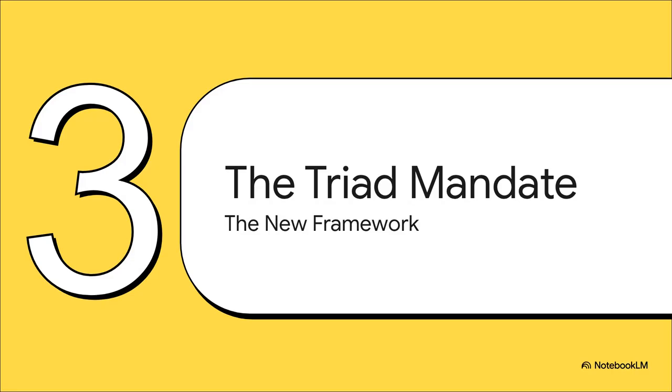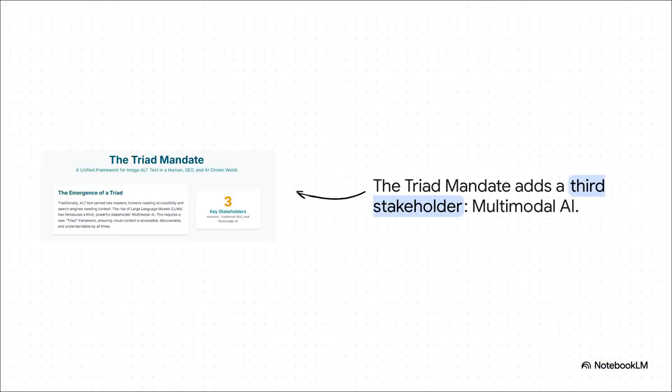Okay, so this adds a whole new layer of complexity, right? Which means we need a whole new model. And that right there is the core idea we're talking about today, what we're calling the Triad Mandate. So forget that old dual mandate. We're now dealing with a triad. It's not just about humans and old school search crawlers anymore. We've got to add multimodal AI into the mix. And the tricky part is, each one of these three has its own unique needs. Our strategy has to be sophisticated enough to satisfy all of them at the same time.